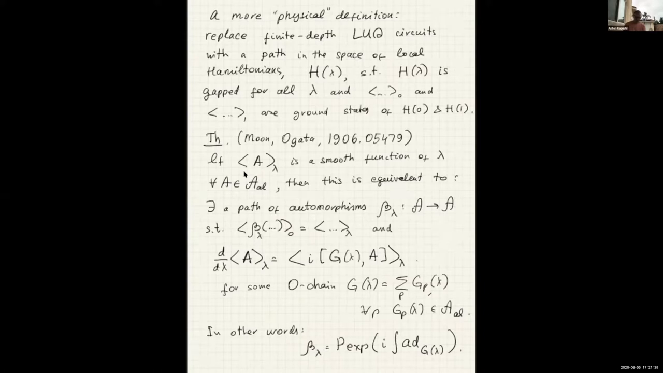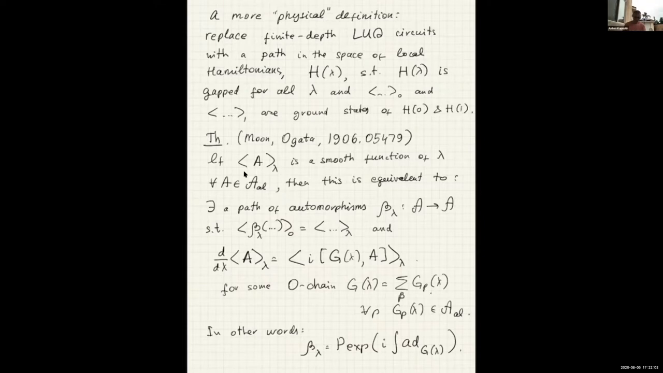It's some lambda-dependent Hamiltonian. Physically, we'll just say that this automorphism is generated by this path-ordered exponent. Mathematically, we would say that the expectation value satisfies this equation. It's basically a Schrodinger equation with this unphysical, well, some random Hamiltonian G. The important thing about it is that it's actually local. It's nice.